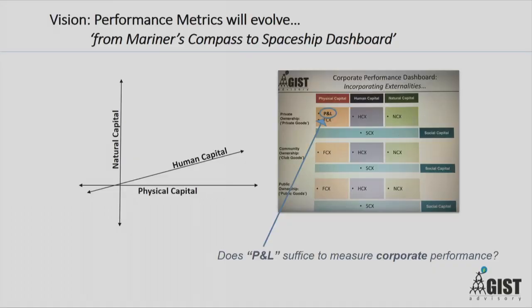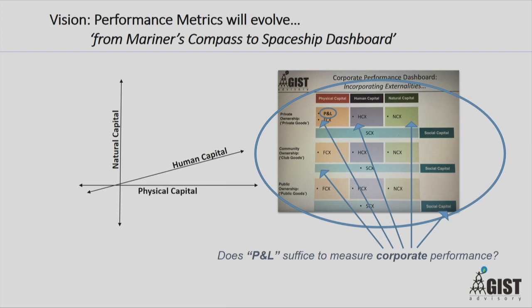And the toolkit that you need to measure whether you are achieving your purpose is a lot bigger and a lot more complicated than the toolkit you need to know whether you've made a profit or a loss. So that toolkit will enable corporate performance to be measured along all these dimensions, not just financial capital for the shareholders, but financial and human and natural capital for private owners like employees, for communities that you work with, and for the public at large. After all, emissions are a global challenge.